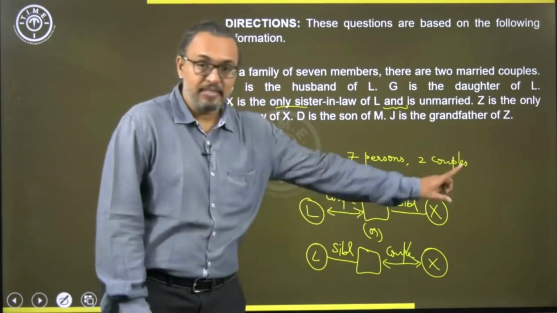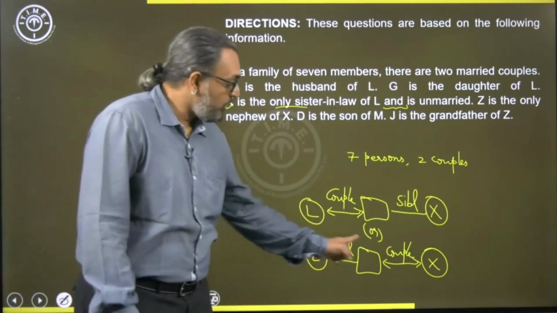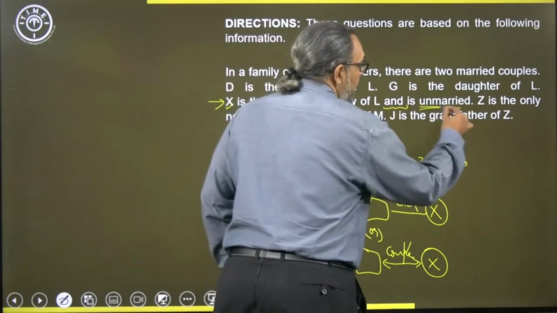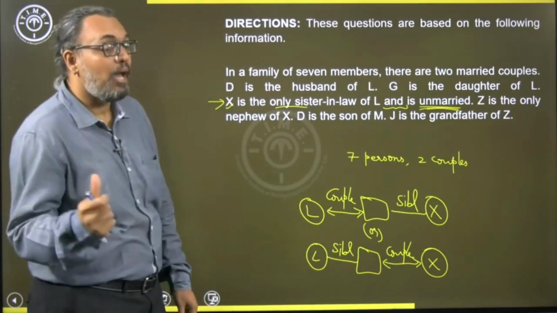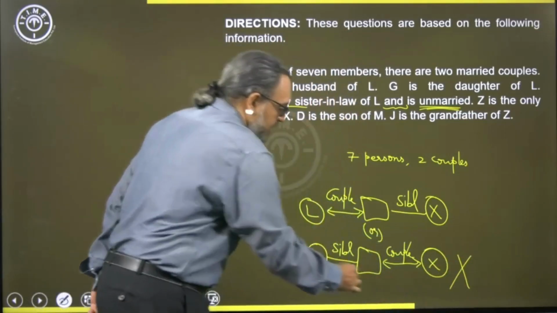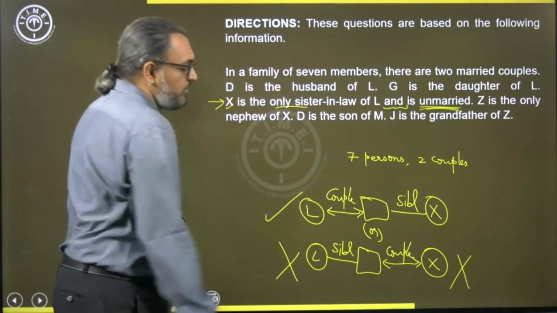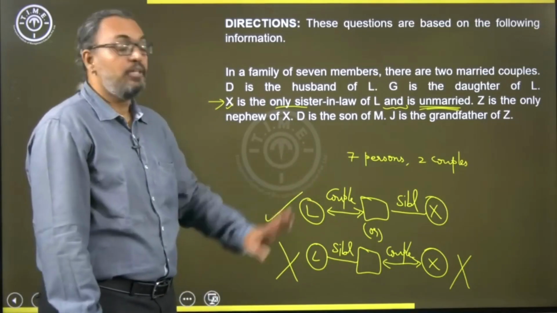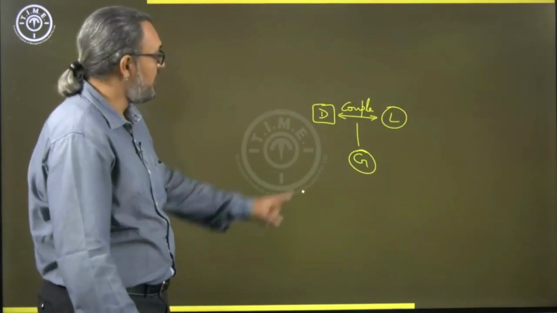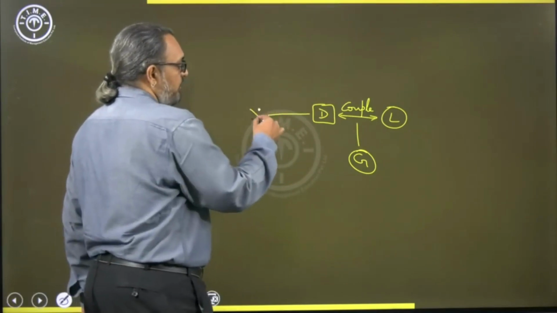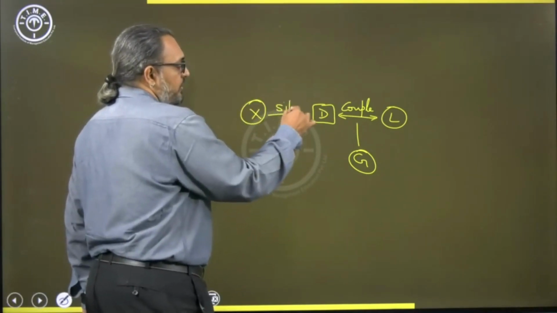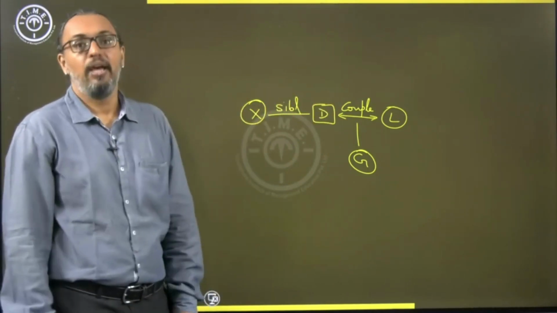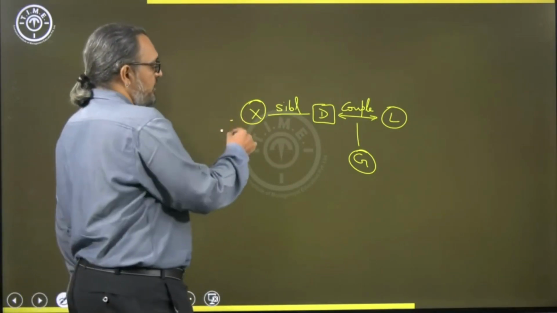One is husband's sister or brother's wife. But we clearly know that X is unmarried. So, that means you cannot have the second possibility. The only possibility that we will consider is the first case where X will be the sister of L's husband. We know who is L's husband, D. So, X definitely will be a sister to D. That is how X is the sister-in-law of L and is unmarried.